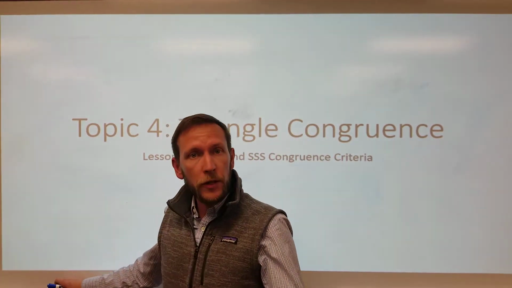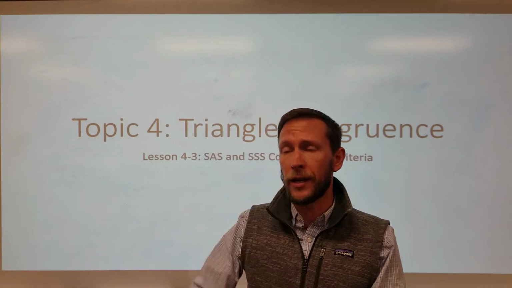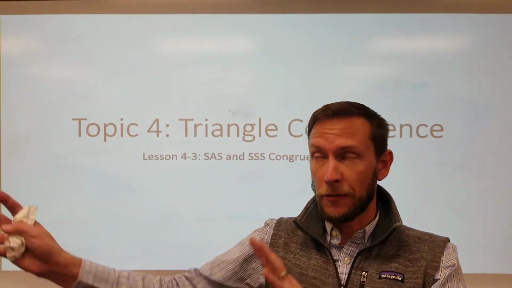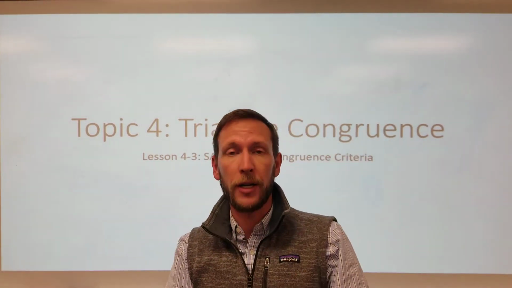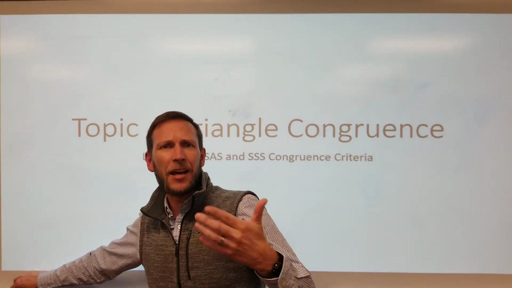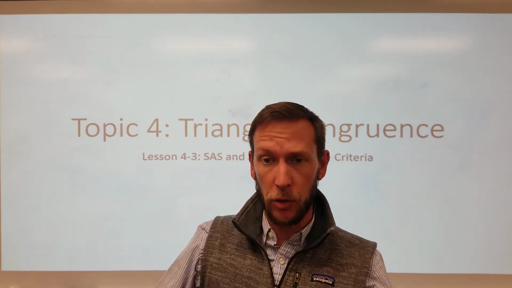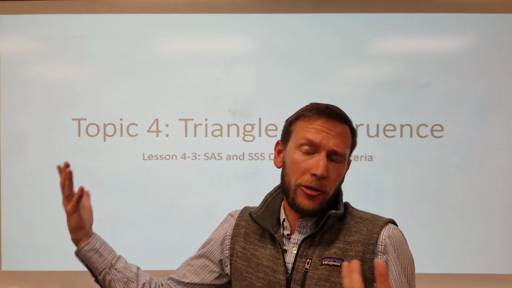Thus far, when proving triangles congruent, we have had to show that all three pairs of corresponding sides are congruent, all three pairs of corresponding angles are congruent, and then we needed a seventh step to state that the triangles were congruent. So our proofs were just long.